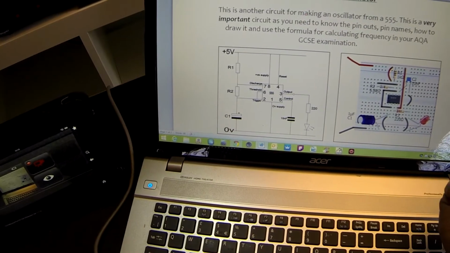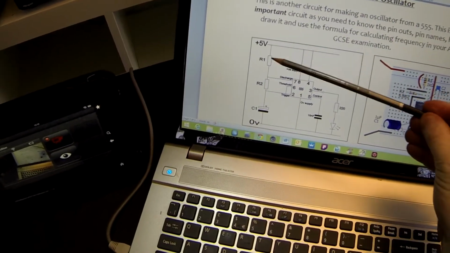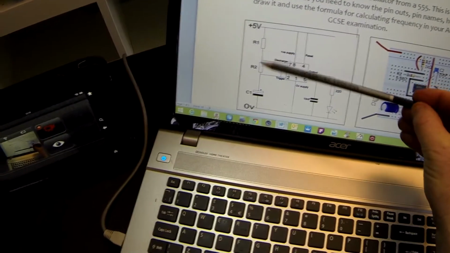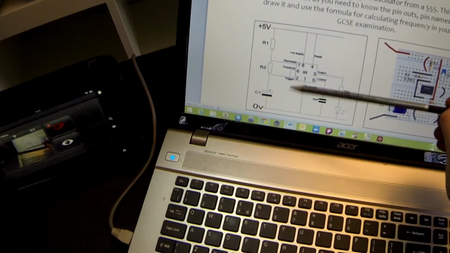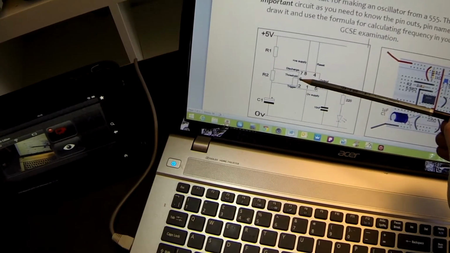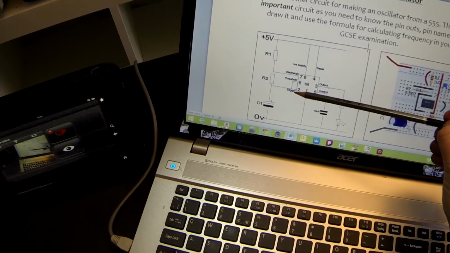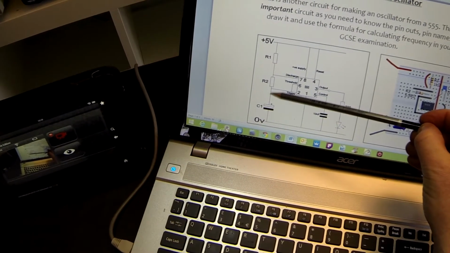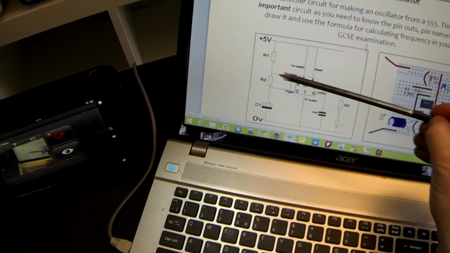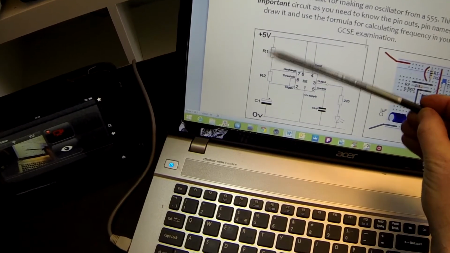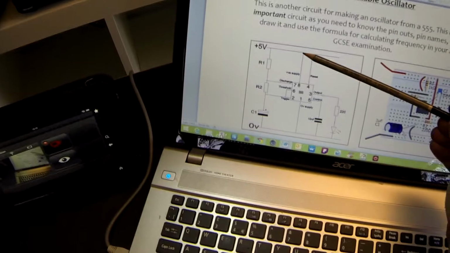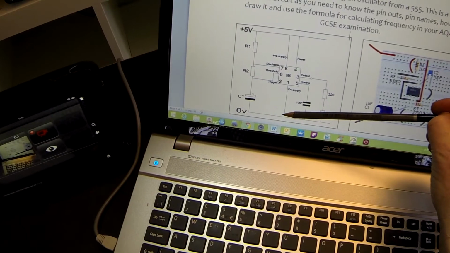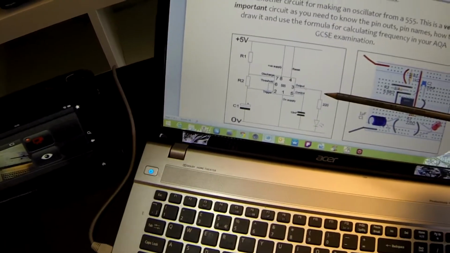So let's have a quick look at the circuit and see if there's an easy way to understand it. First of all, we have R1, R2 and C1 in a series circuit, with our threshold and trigger, pin 6 and pin 2, which have been joined together, connected between C1 and R1. Pin 7 is our discharge pin, and that connects between R1 and R2. Pin 8 is our supply going positive. Pin 1 is our supply going to 0 volts or negative. Pin 3, as usual, is our output.